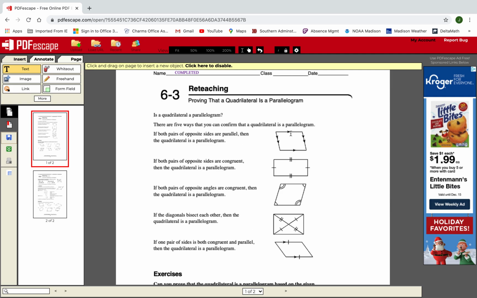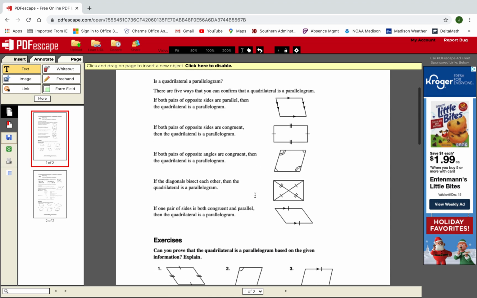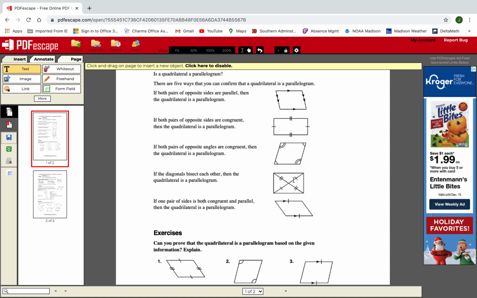If both pairs of opposite sides are parallel, as indicated by the parallel arrows, then the quadrilateral is in fact a parallelogram. Second way, if both pairs of opposite sides are congruent, then it's a parallelogram. Third way, if both pairs of opposite angles are congruent, then it's a parallelogram. Fourth way, if the diagonals bisect each other, as shown here with the slashes, then the quadrilateral is a parallelogram. And the fifth one. If one pair of sides is both congruent and parallel, then the quadrilateral is a parallelogram.